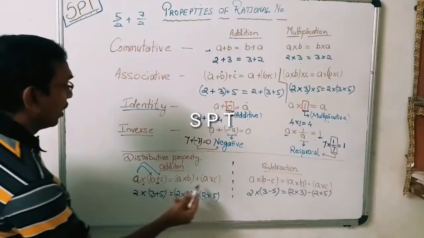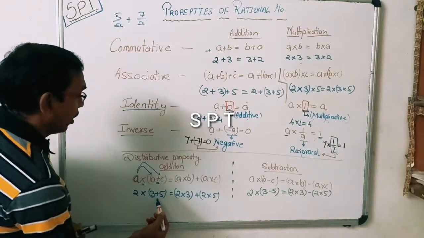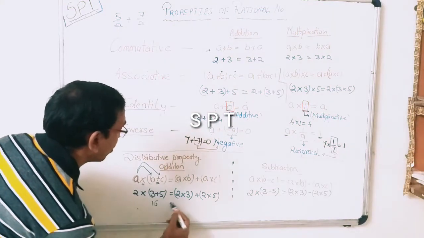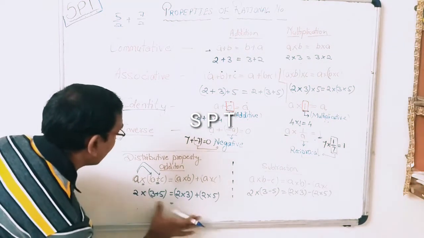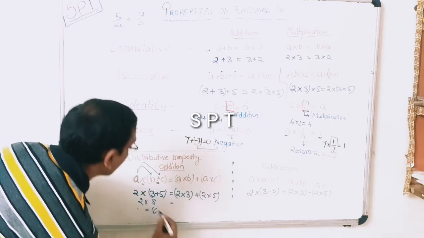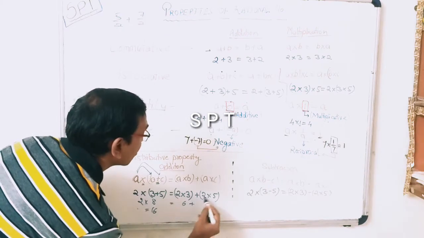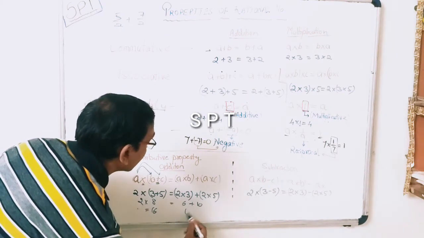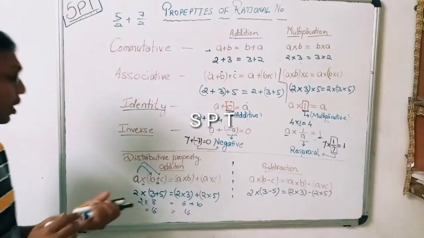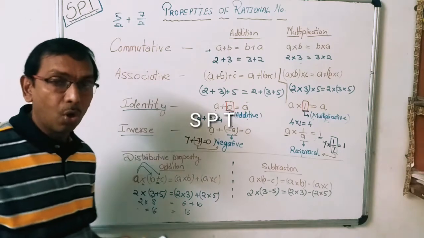And let us check here, 5 plus 3 is 8, 8 into 2 is 16. So 16 is my answer on this side, or rather I can write it in detail. 2 multiplied by 8, that is 16. Here 3 into 2 is 6 plus 5 into 2 is 10, and the answer is 16. So you can see that the result is same on both the sides, and this is the distributive property for addition.